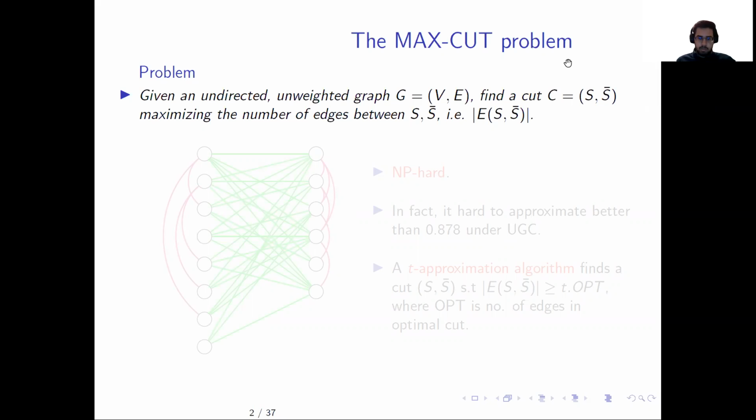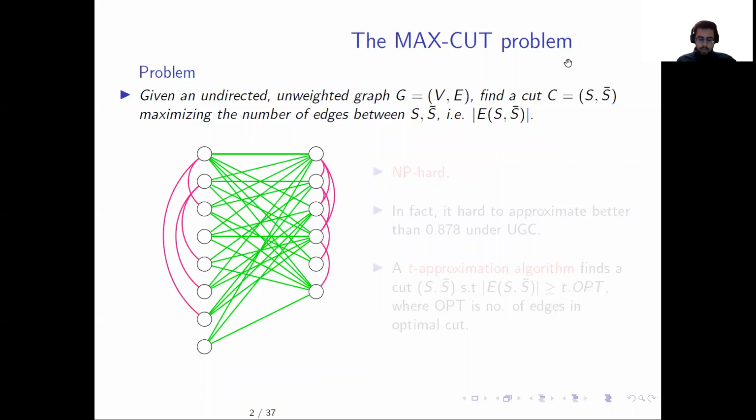So the max-cut problem in the undirected, unweighted setting asks to find a cut C, which is a partition of vertices, such that the number of crossing edges between the partition is maximized. In this case, we can see that these green edges, we'll refer to these as cut edges, and the pink edges are the non-cut edges. And here the cut is simply the partition which is given by the vertices on the left-hand side and the right-hand side, such that the union is the whole set of vertices of the graph.